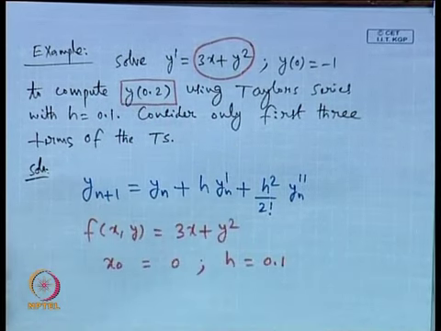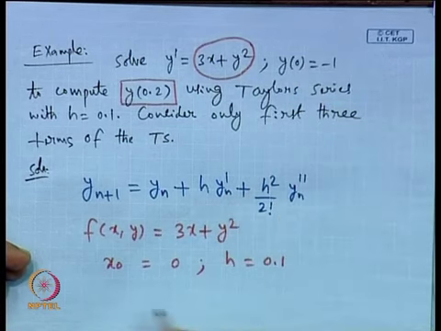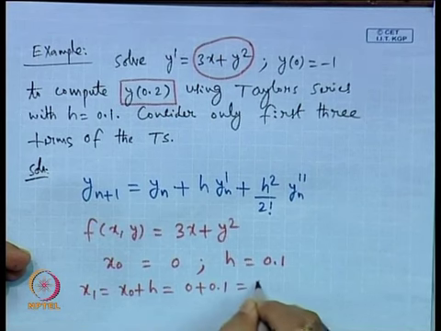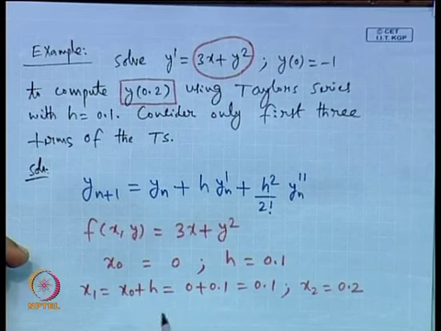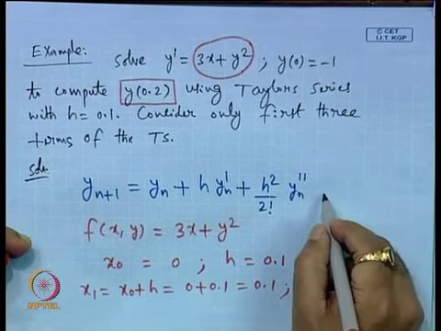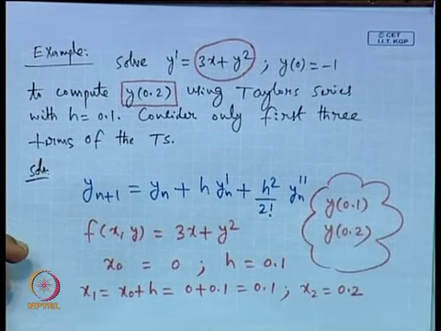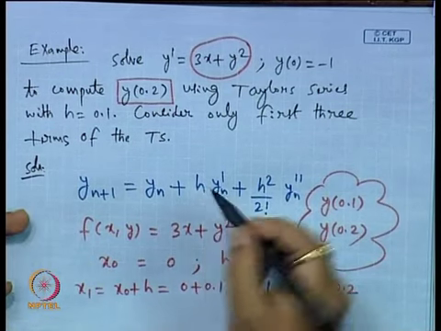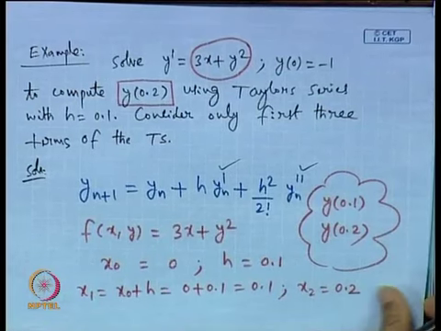Now we need to compute y at 0.2. So, what is required? With h is 0.1, with x0 is 0, what is x1? x0 plus h. So, this suggests that our x2 is 0.2. That means we need to compute the solution at y of 0.1 and y of 0.2. So, we have to solve for y of 0.1, y of 0.2. In order to solve, what do we require? We require to compute this term and this term, the rest is in hand. So, y dash and y double dash you have to compute.